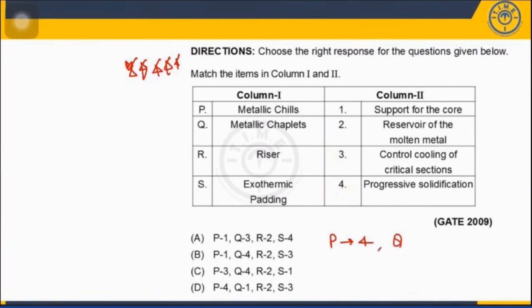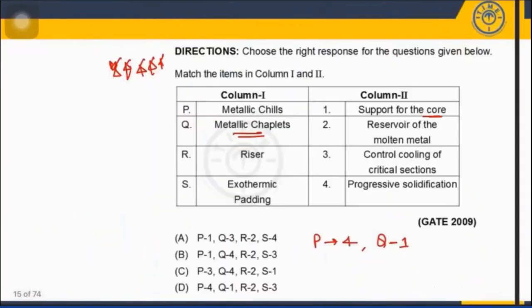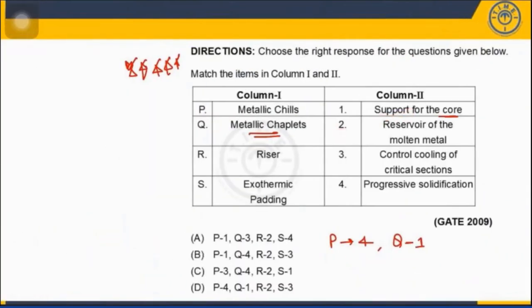What about Q? Metallic chaplet. Chaplets are basically used to support the core. Maybe they can give you one more option, what we call a core print. Core print is also used to support the core. I have discussed this now, no? The core print is used to support the core when the core passes through the entire casting. If it is not passing through the entire casting, then you will use the chaplet. So chaplets are basically used to support the core. So Q is 1.